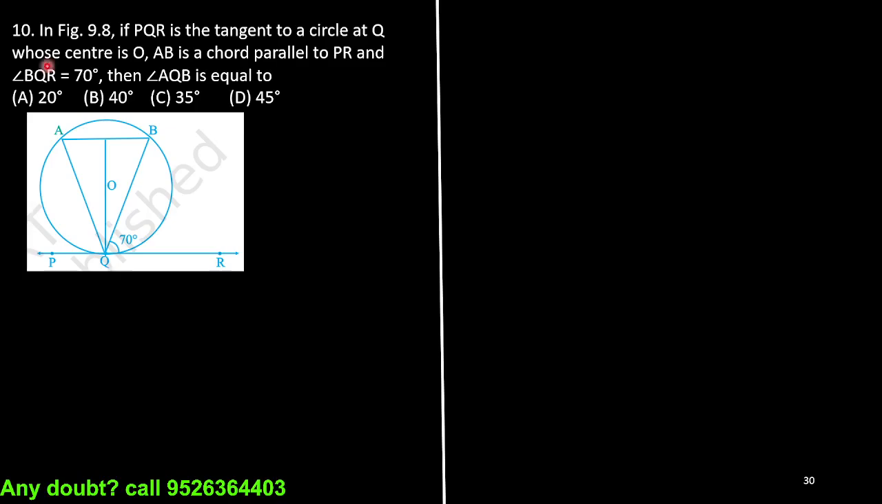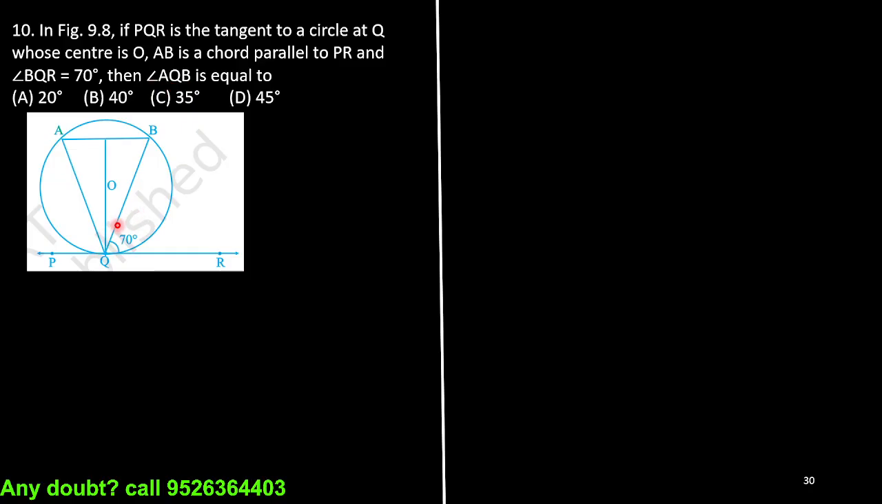Look at this question. In this figure, PQR is a tangent. Understood? PQR is a tangent to the circle at Q. PQR is a tangent drawn at the point Q, whose center is at O. AB is a chord parallel to PR, and angle BQR equals 70 degrees. Find angle AQB.